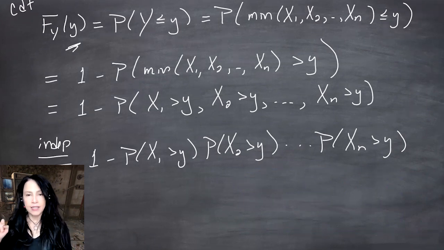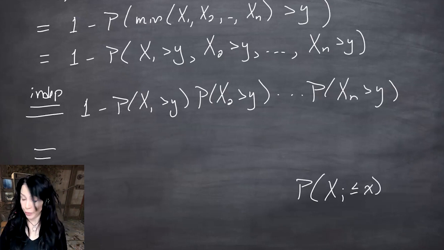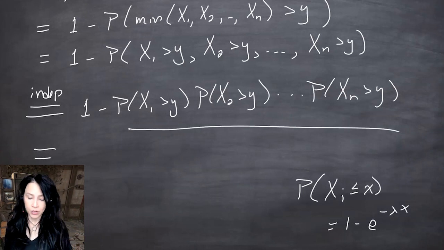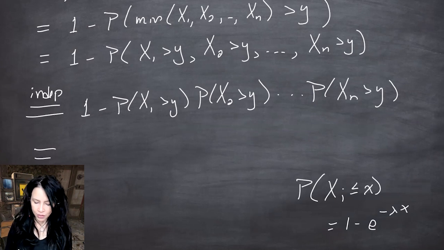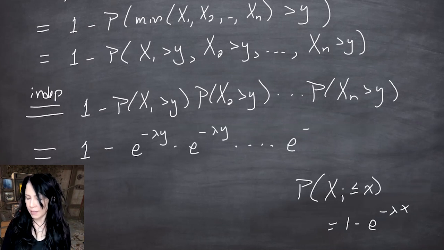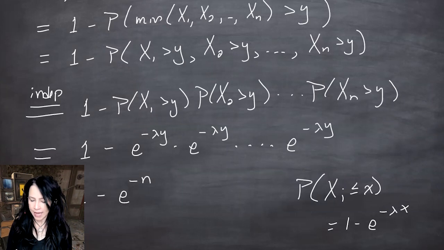So remember the CDF for the exponential, so the probability that xi is less than or equal to x for an exponential with rate lambda. This is 1 minus e to the minus lambda x. But up here, I have tail probabilities, so I want 1 minus that. And so I get e to the minus lambda y times e to the minus lambda y times e to the minus lambda y. I get n of those. So you're seeing where the power comes in. I'm going to add those exponents and I'll get e to the minus n lambda y.